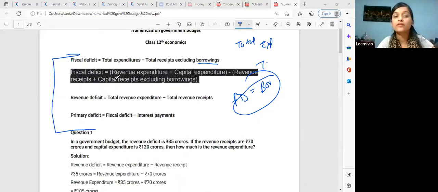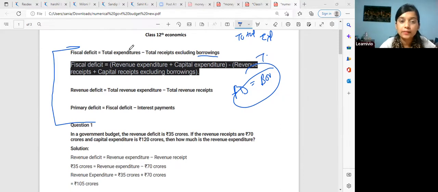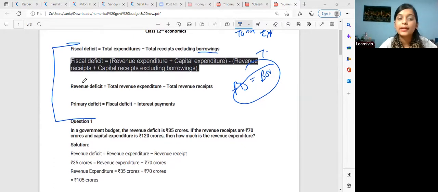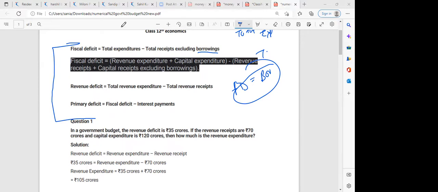Okay, so the very first thing is that now this is clear, right? Fiscal deficit is total expenditure minus total receipt. In case anything is missing, either total expenditure or total receipt, in that case fiscal deficit will be equal to borrowings. Next is revenue deficit, which is total revenue expenditure minus total revenue receipt. How much you are spending and how much you are receiving.